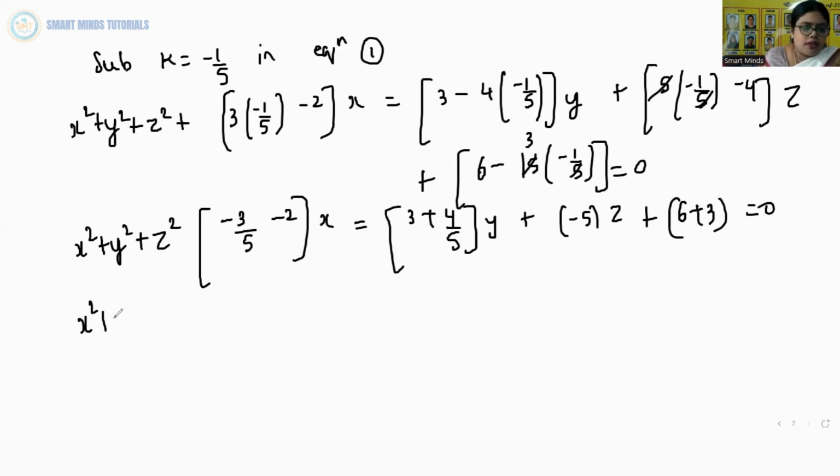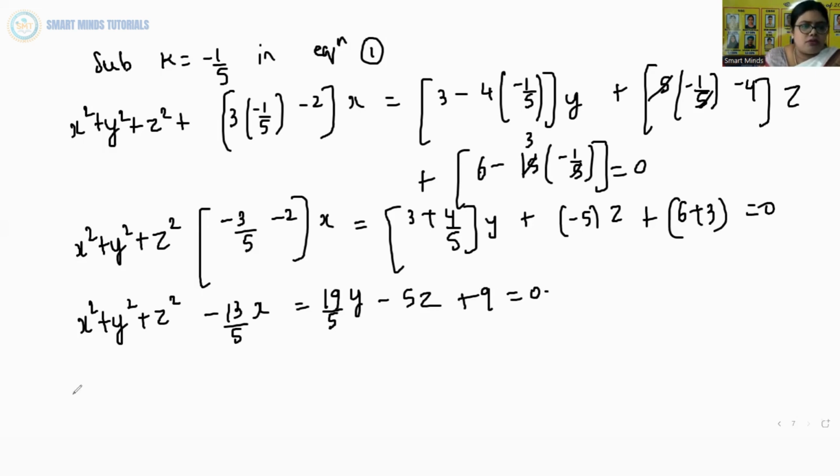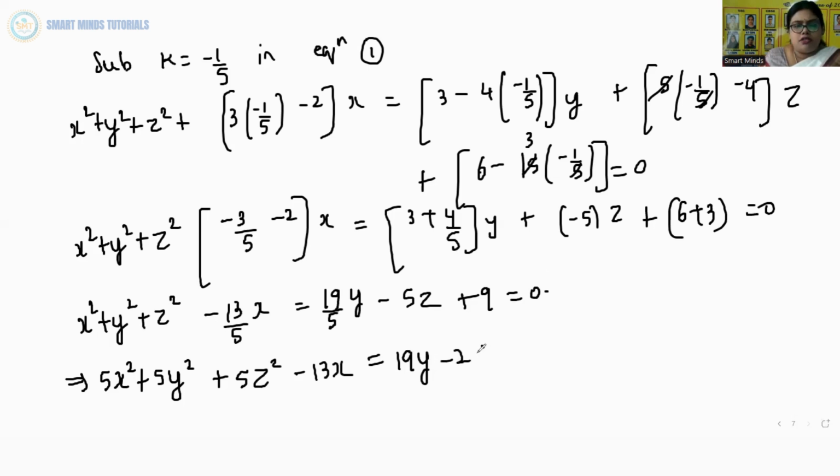So you get x² + y² + z² minus, if I solve this, −3 − 10 is −13/5 x, and now take LCM. So we cross multiply. 5 threes are 15. 15 + 4 is 19/5 y − 5z + 9 = 0. Now if you take the LCM, you get 5x² + 5y² + 5z² − 13x + 19y − 25z + 45 = 0.